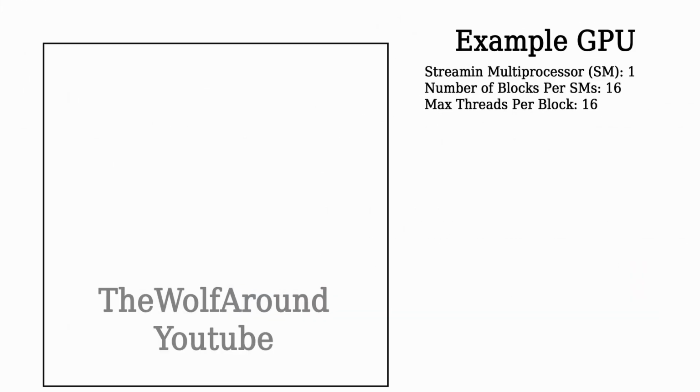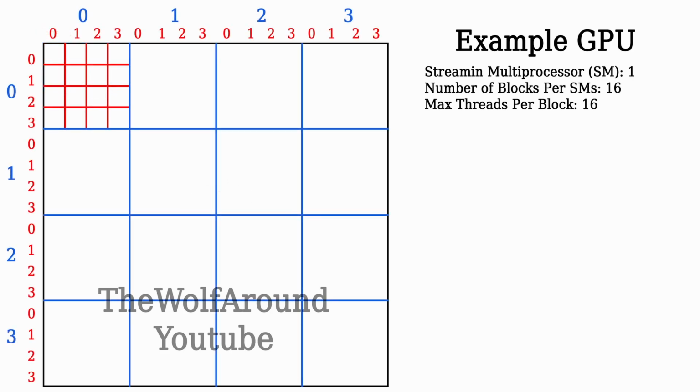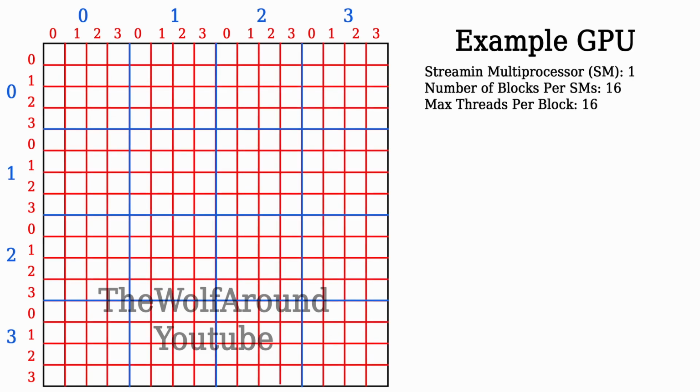Now let me explain GPU hardware acceleration architecture using an example GPU. This GPU has only one streaming multiprocessor, which is the main computational unit. Each streaming multiprocessor contains grids, which in turn contain blocks, and blocks contain threads. Think of it as structures nested within structures, like a universe within a universe.